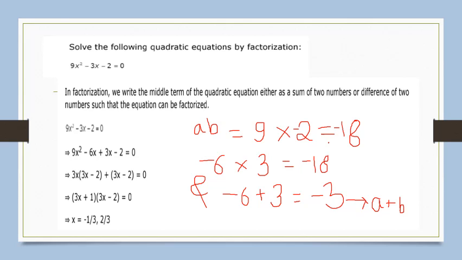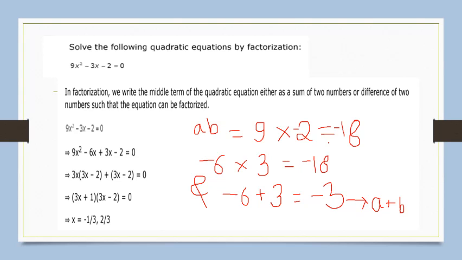Let's solve the second quadratic equation. It's a simple one: 9x square minus 3x minus 2 equals to 0. In the factorization, we write the middle term of the quadratic equation as either a sum of two numbers or a difference of two numbers such that the equation can be factorized. So here again we have to take ab, as the coefficient of x square is not 1. So we will take this as 9 into minus 2 equals to minus 18.